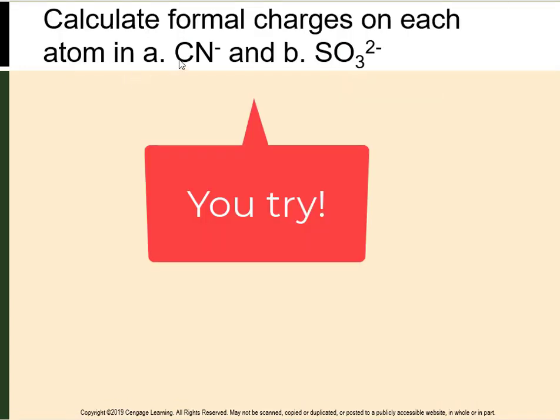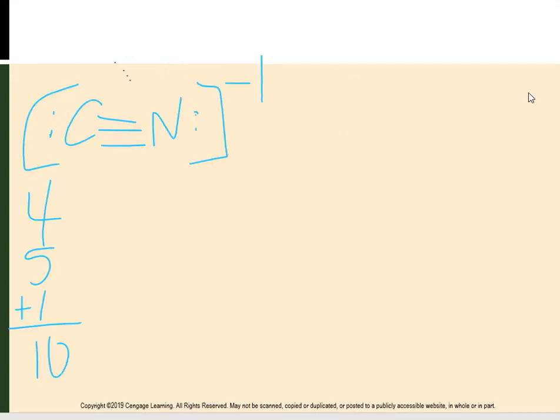Next, why don't you draw the structures for CN minus and SO3 2 minus and calculate the formal charges on each atom. First, I drew the CN minus. We knew that carbon has 4 valence electrons, nitrogen has 5. There's a -1, which means 1 extra electron, which is a total of 10. Carbon needed 8, 1, 2, 3, 4, 5, 6, 7, 8 for the triple bond. Nitrogen also needed 8. And when we totaled it up, we've got 2, 4, 6, 8, 10 electrons.